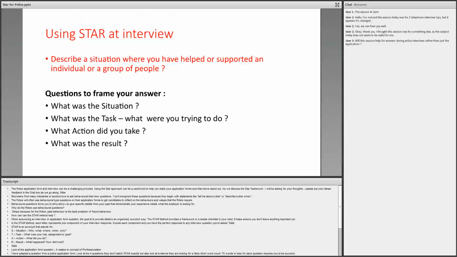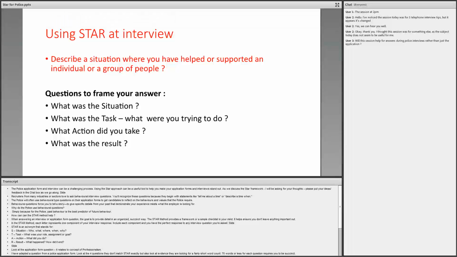The other aspect of STAR, and Alexis has put it in the chat box, is how you use STAR at interview. You will use the STAR approach on application forms, but you can also use it for interview. And I wanted to talk a little bit about how you can use STAR with interview questions. Have a look at the example that I've put there.